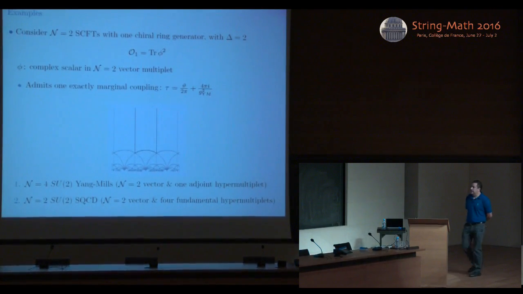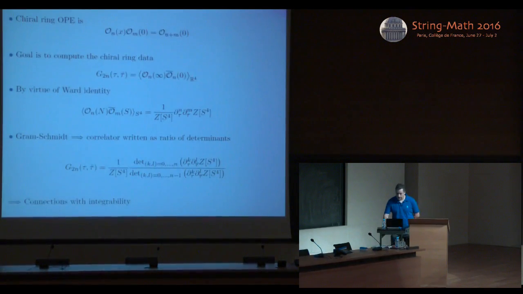Okay? The two basic examples that describe this situation are N=4 SU(2) super Yang-Mills and N=2 SU(2) super QCD, which is an N=2 vector multiplet coupled to 4 fundamental hypermultiplets. In this case, the chiral ring OPE is extremely simple because at any given dimension, there is a single chiral operator. You have the product of O_N times O_M defines the operator O_(N+M). And our goal is to compute this matrix element, okay?